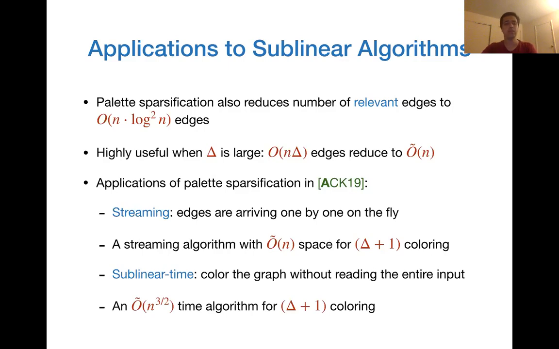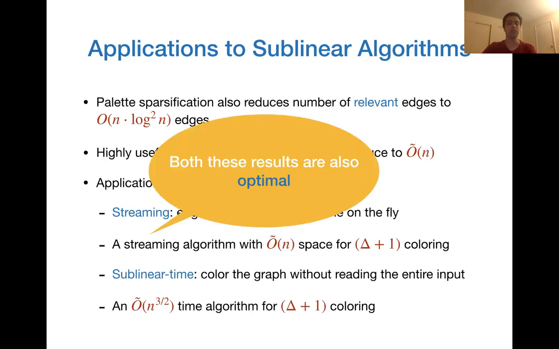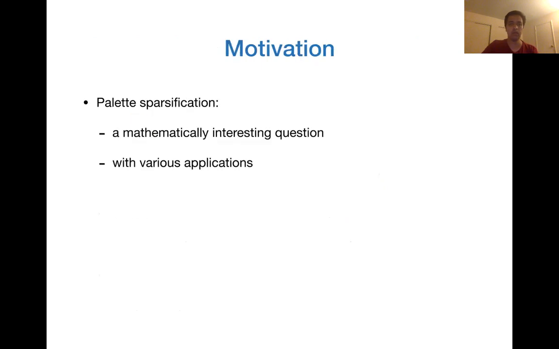These were two of the applications of this palette sparsification, and I should mention that these are not just some numbers that came out of this. Both of these results are also optimal algorithms. And prior to this, there was no non-trivial result known for either of these problems. Okay. Good.